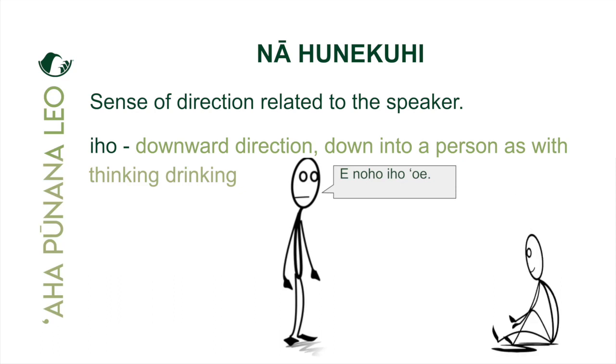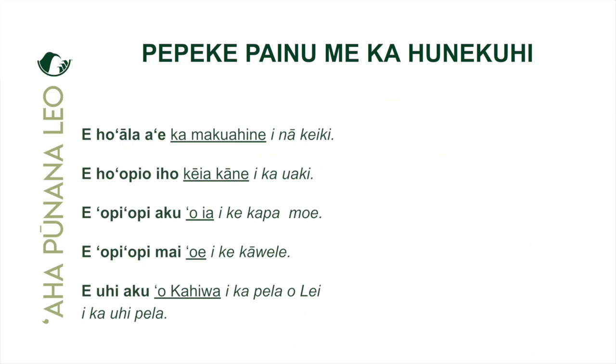And what does the person do? What does this illustration show? The person, he or she, sits down. So maikai, e noho iho oe, you sit down, and that's what that person did. So maikai. All right, so Pepeke Painu me ka hune kuhi. Now we have the same sentences, right, that we looked at before. This time, however, we have the hune kuhi, the addition of the hune kuhi.